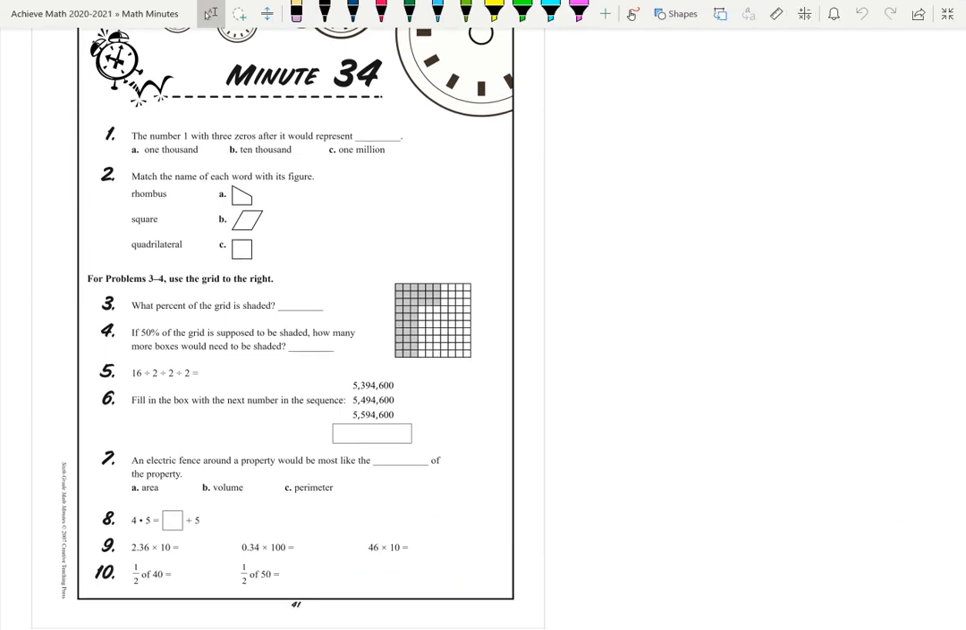The number 1 with 3 zeros after it would represent what? 1, 3 zeros. Oh, that is 1,000.